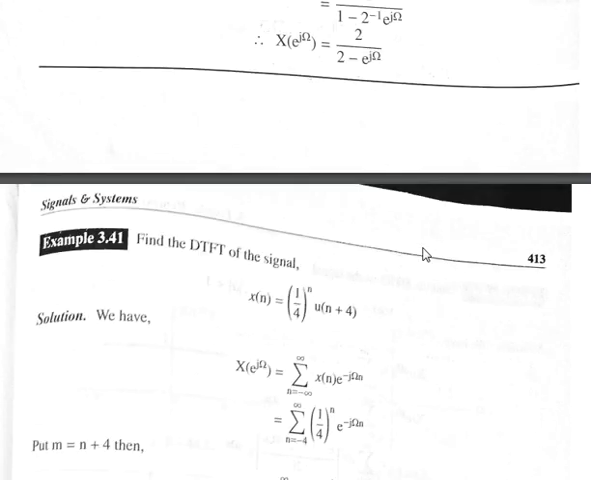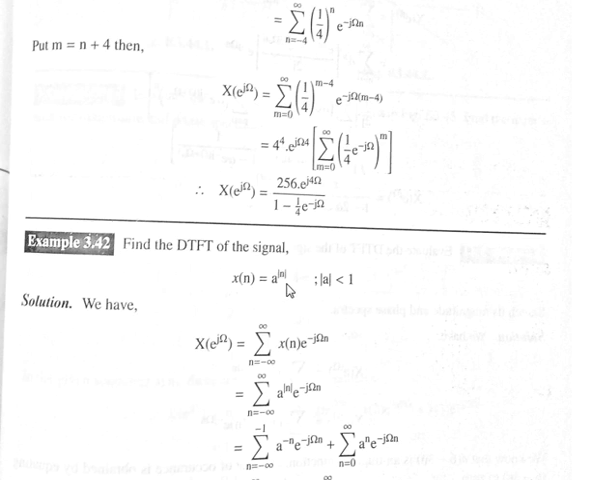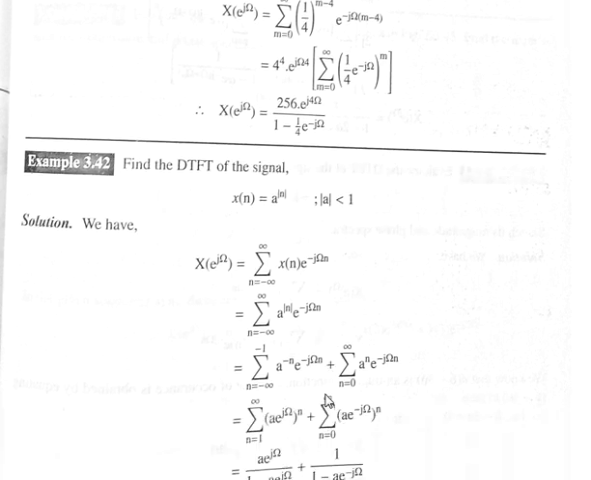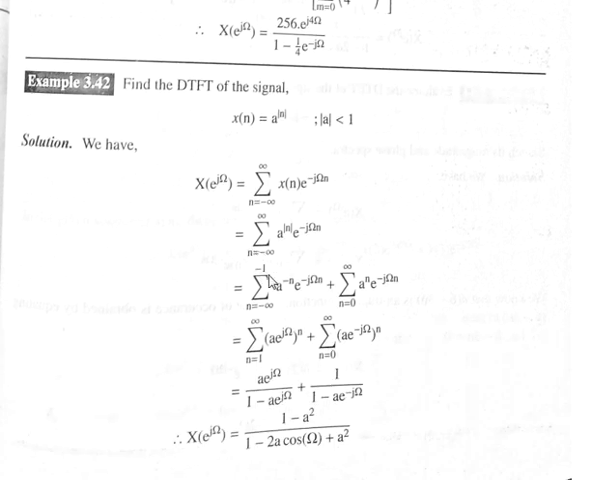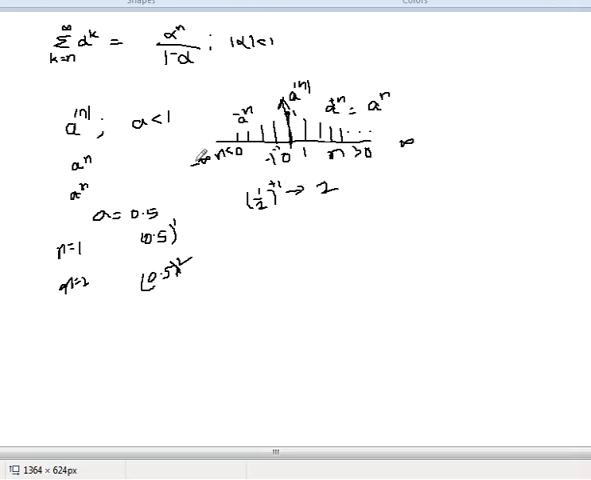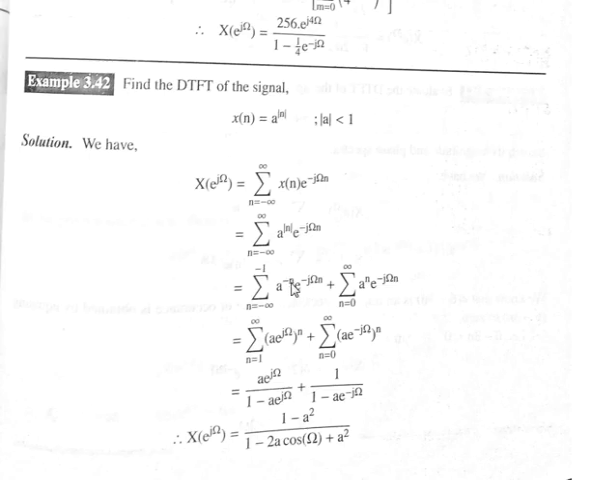So the problem is this one only, a to the power magnitude of n. So when we solve this, n is from minus infinity to minus 1 over this range, it is a to the power minus n, e raised to minus j omega n, plus from n equal to 0 to infinity, it is a to the power n, e raised to minus j omega n. Then the rest thing would be same. So 1 to infinity, a into e raised to j omega, and this n.